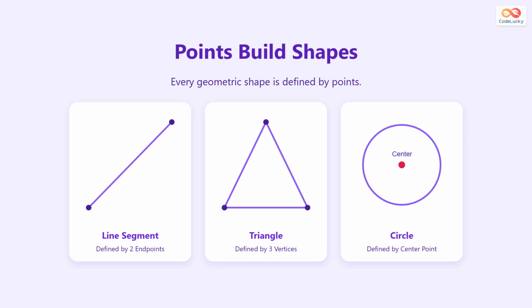Points are the ingredients for everything else. 2 points create a line segment. 3 points can form a triangle. An infinite number of points at a set distance from a center creates a circle. Without points, we cannot define any shapes.